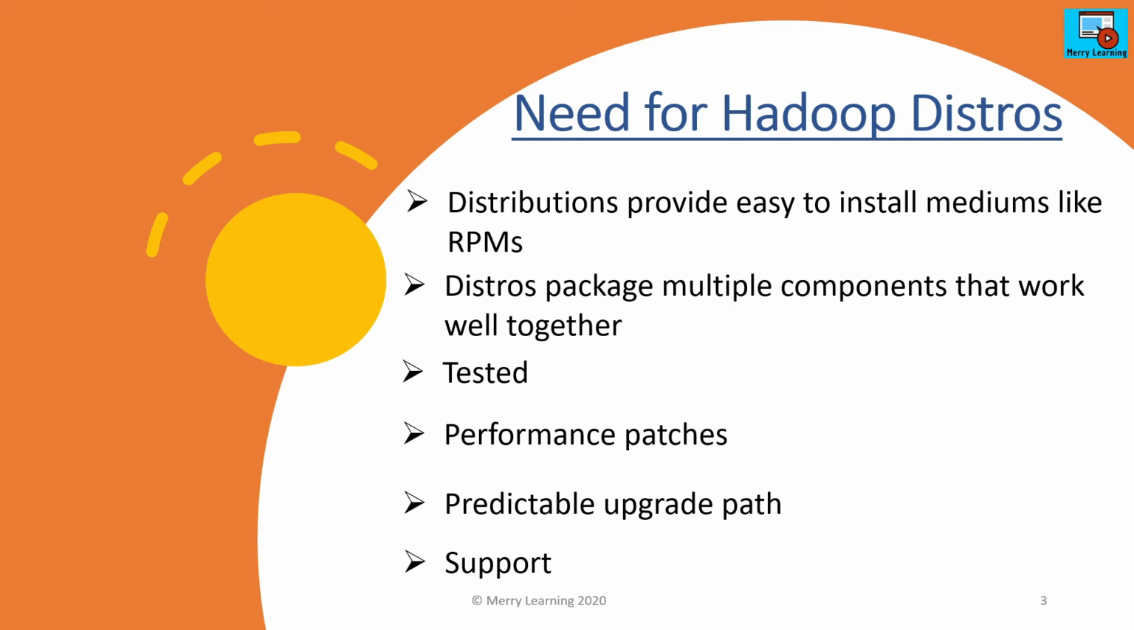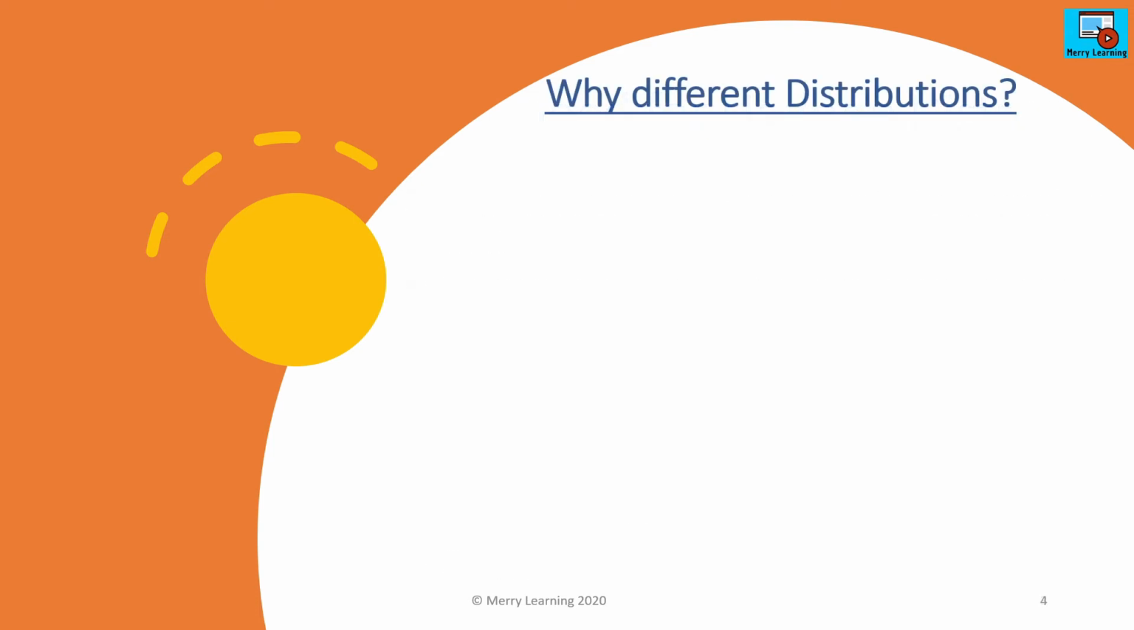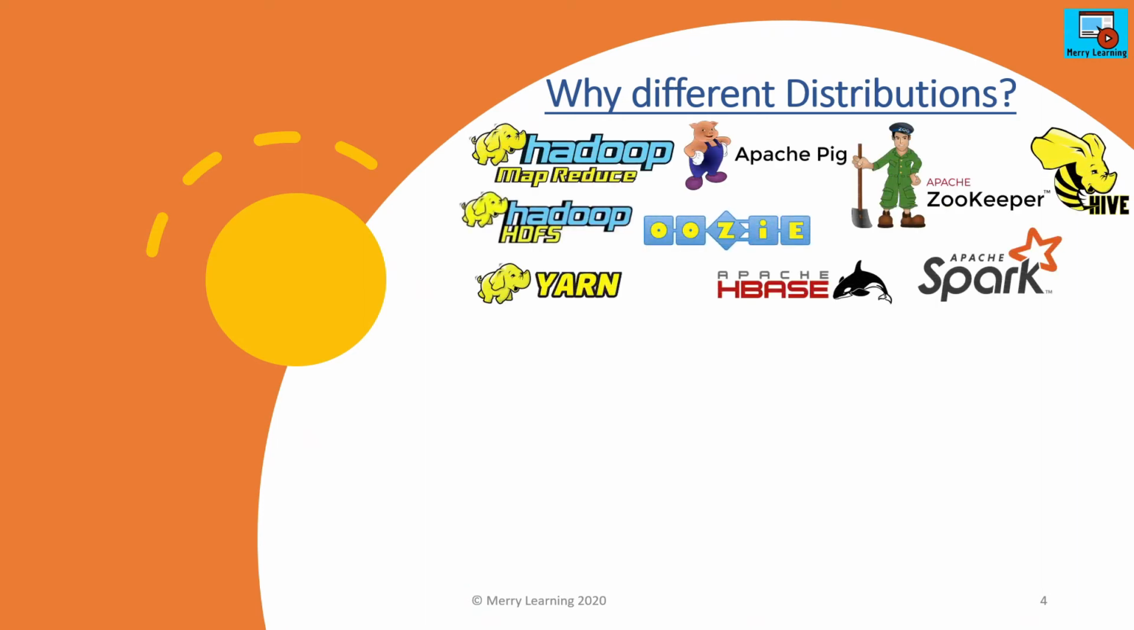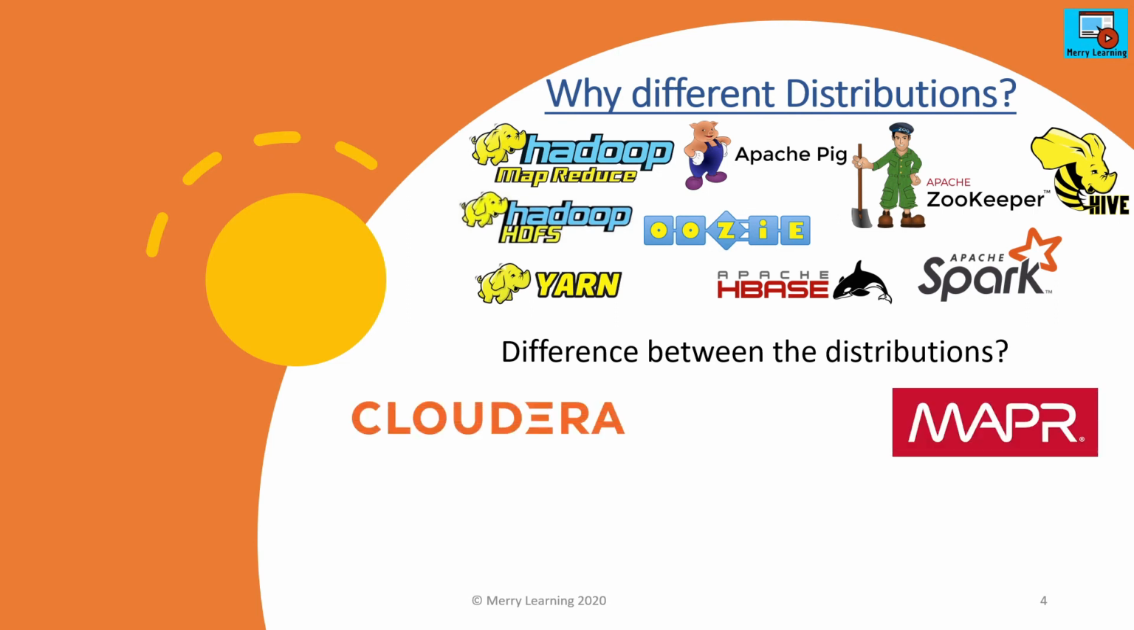Now, the next question that may arise is, if it's the same set of Hadoop components that are being provided by different distributions, then what is the point of the existence of different distributions? What makes one distribution different from the other? The major differentiator is the proprietary tools. In addition to the various combinations of open source components of the Hadoop ecosystem, these vendors provide their proprietary tools as well.